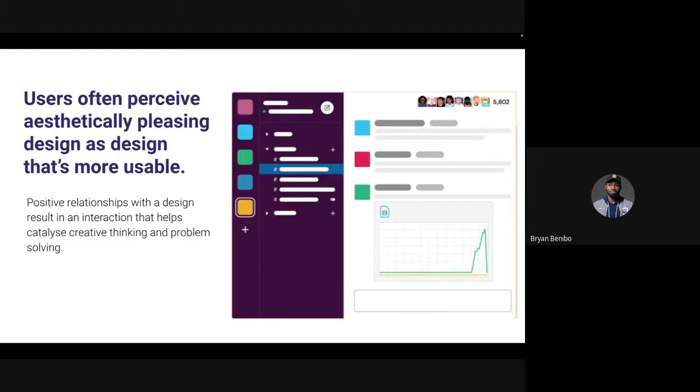I'm going to share an example here. So, for those of you who think that dashboard designs are difficult, they're not difficult.